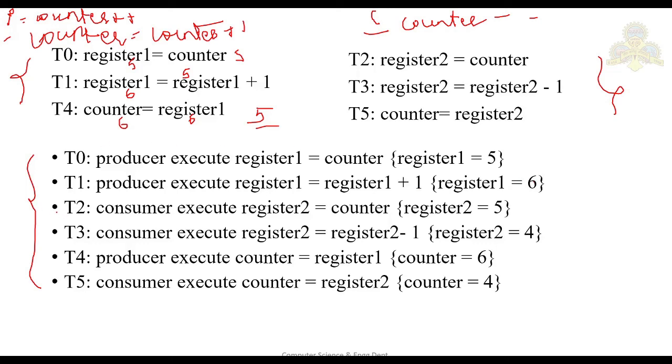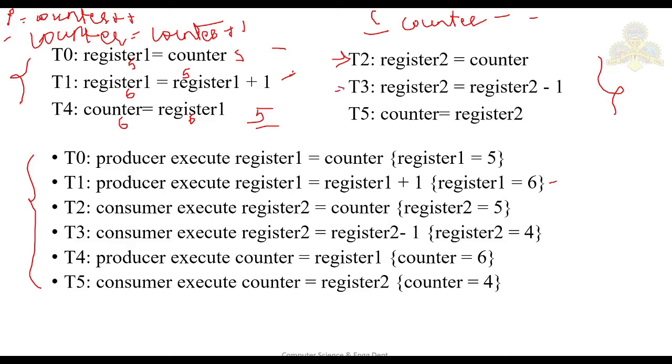Now the T2 instruction would be executed. It is on the consumer side. The statement is register 2 = counter, so the counter value is put into register 2. What was our counter value? It was 5, previously. You are updating register 1 up to here, but you are not updating the counter value. After execution of these two instructions, you are directly jumping into this instruction. That's why your counter value is still 5, and your consumer process still reads the counter value as 5. That's why register 2 has the value 5.